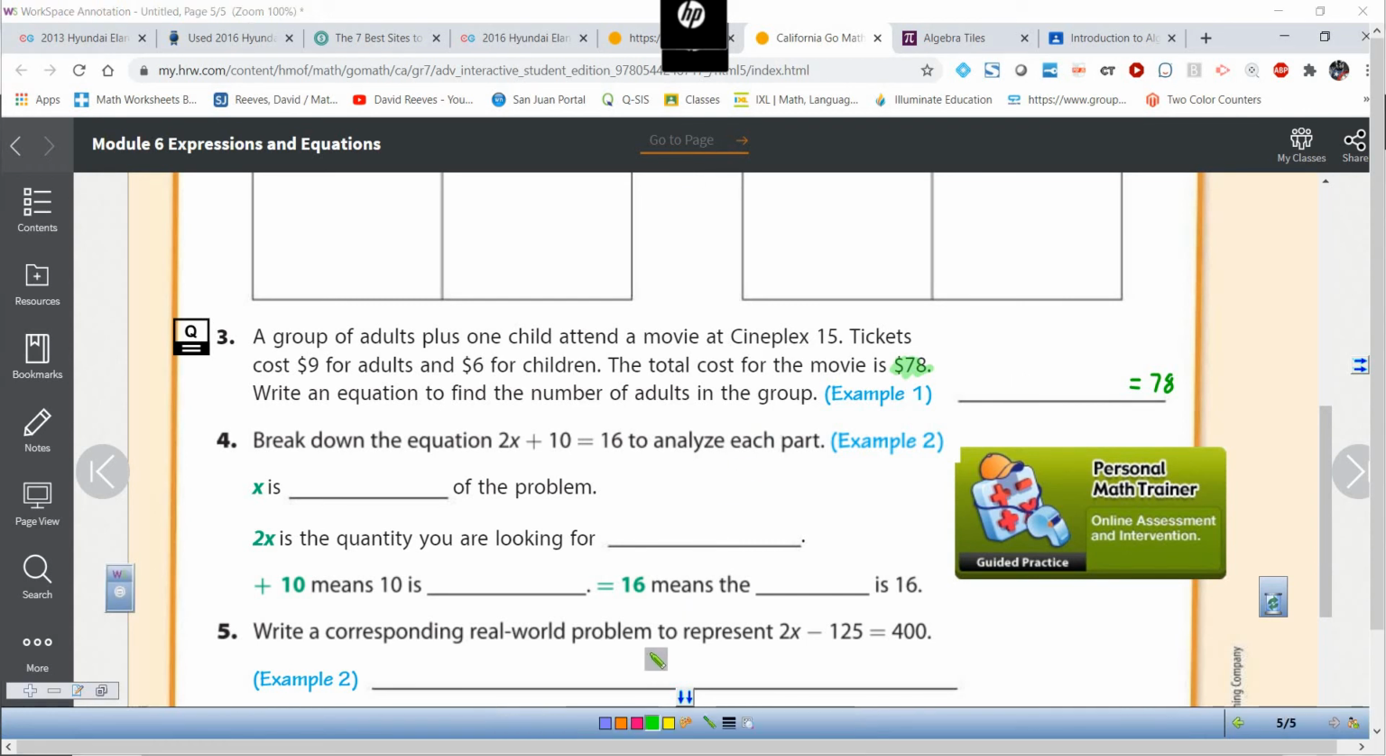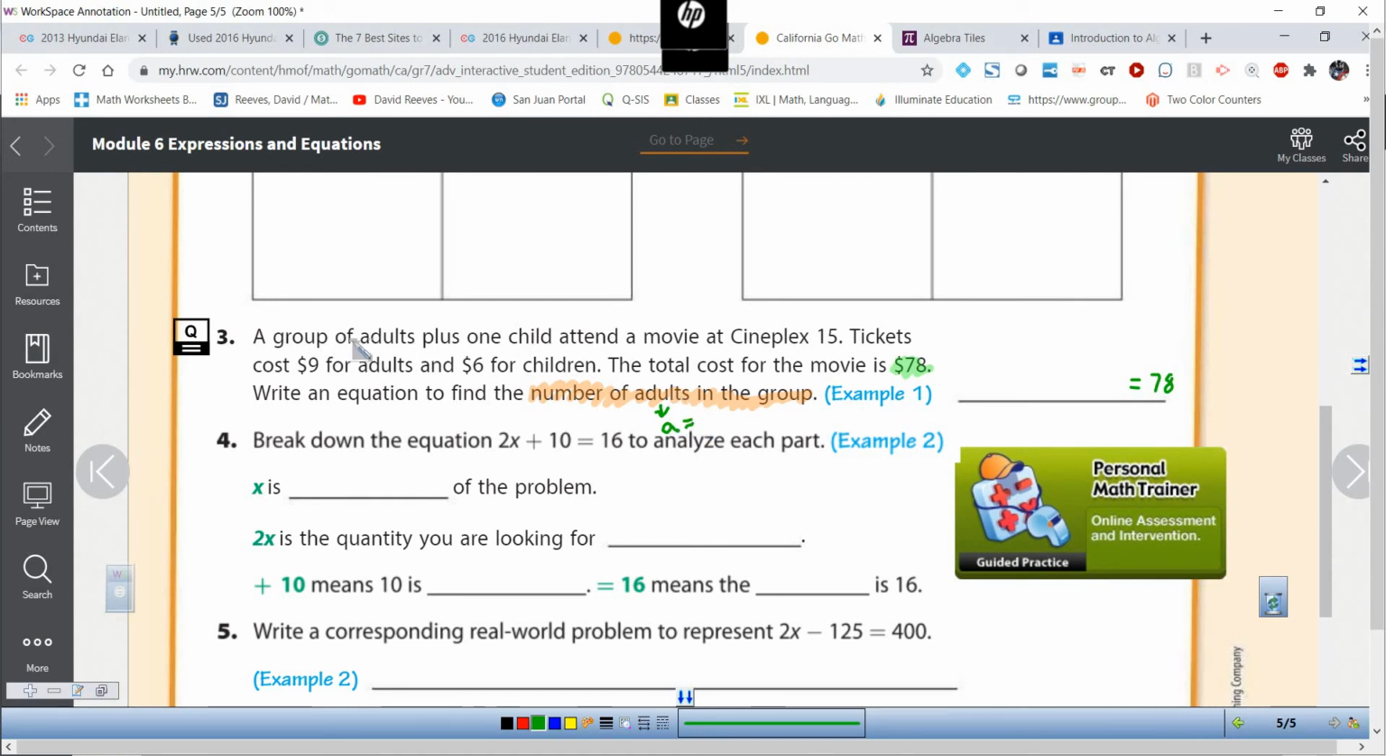Now I'm going to look for what it is that I don't know. What is it that they're asking me to find? Write an equation to find the number of adults in the group. So that's going to be my variable. That is my unknown. Now, sometimes they'll tell you what letter to use. They didn't, so I'm going to call that A. A equals the number of adults in the group.